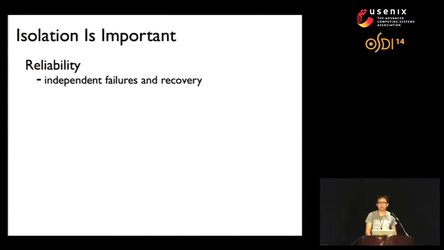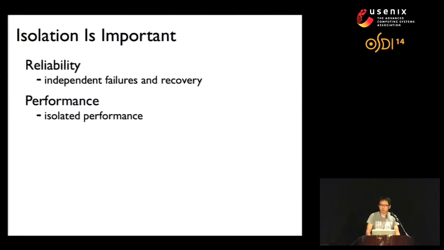Isolation is an important property in modern systems. Isolation is required for independent failures and recovery in a shared environment across different components, users, and workloads. Isolation is also important for avoiding performance interference in virtualized environments in multi-tenant systems.